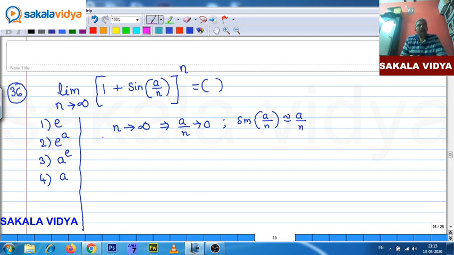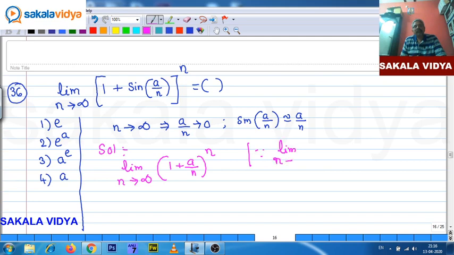Now, the solution becomes like this. Limit n tends to infinity, (1 plus a by n) whole to the power of n. So, we have one formula. Limit x tends to infinity, (1 plus a by x) whole to the power of x is equal to e power a. Same, this is equal to e power a. Second option is the right option.